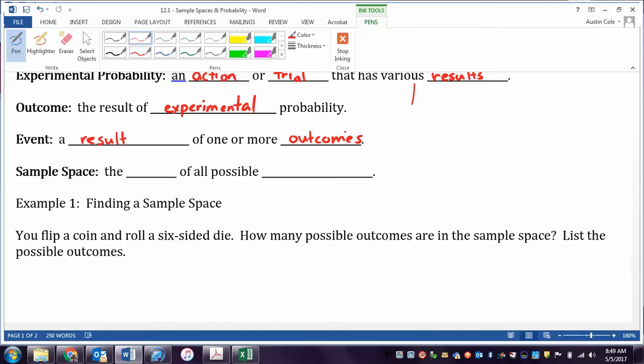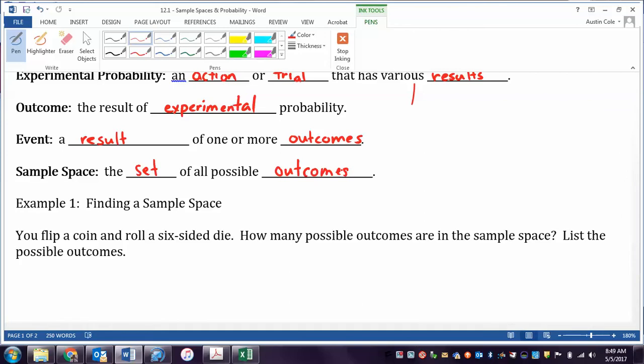And then sample space is just a weird way to say it's the set of all possible outcomes. Okay, and set is a math word to say list. So a sample space is just a list of all the possible outcomes that we can possibly come up with.